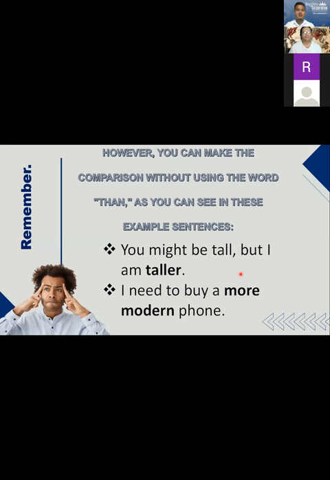Por eso ocupa but. ¿Qué pasa si yo digo yo soy más alto que tú? ¿Utilizaría el than ahí? Estoy ocupando dos subjects. Si yo digo yo soy más alto que tú, ¿cómo sería?